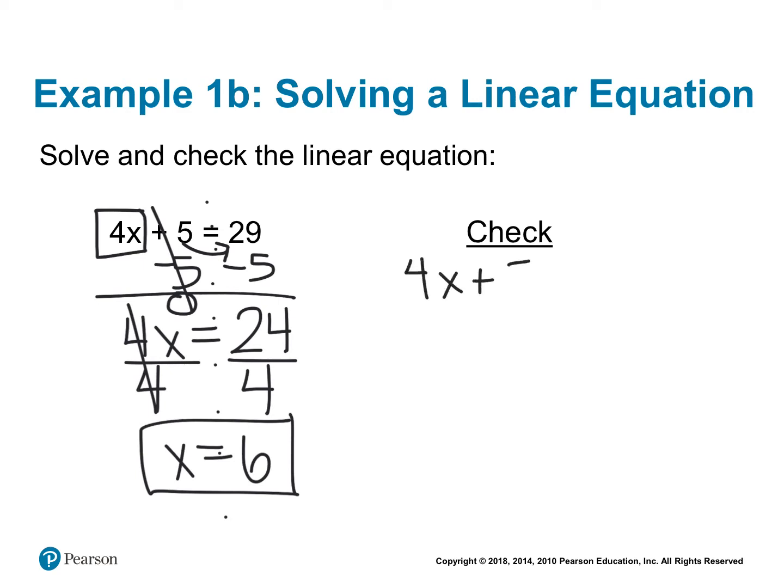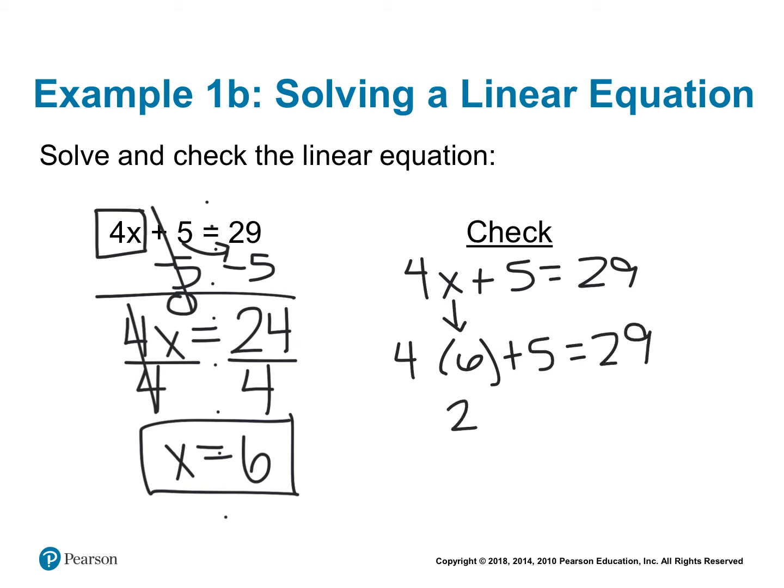4x plus 5 equals 29. Replace the x with the 6 that we found to see if it's true. 4 times 6 is 24. 24 plus 5 should be 29. And it is.